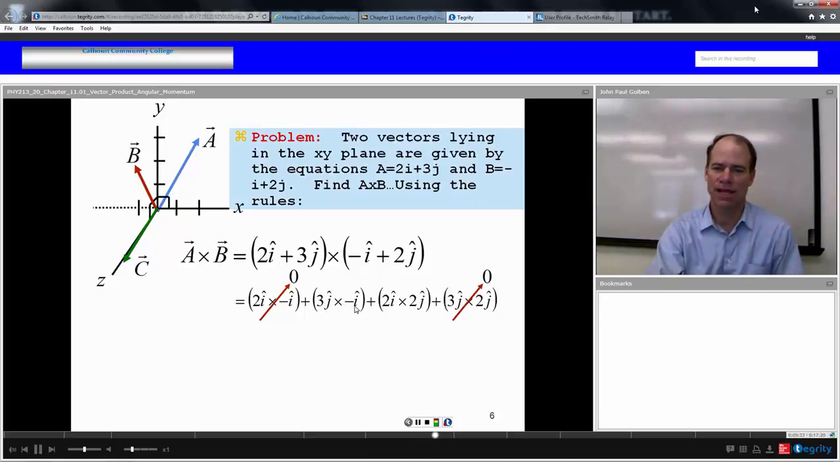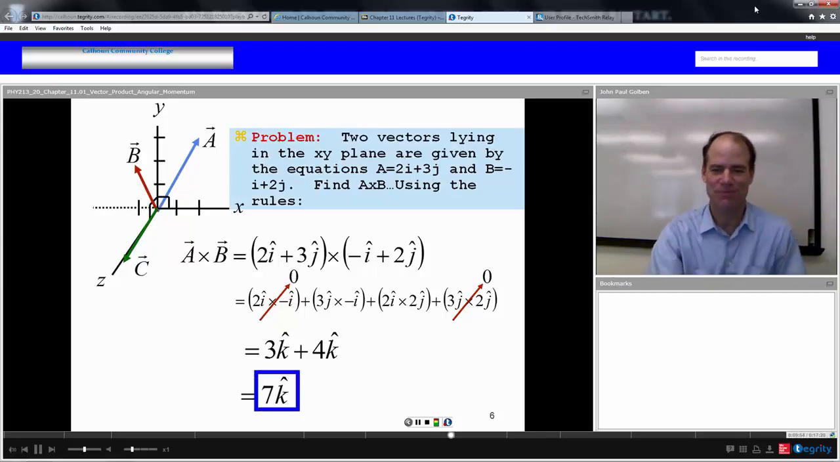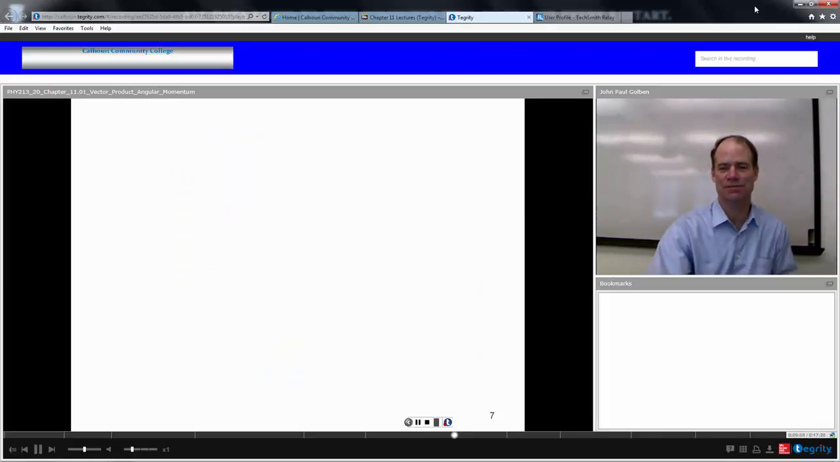Now, j cross i is a negative k. So I'm going to have a negative 3 times a negative k, which is going to give me a positive 3k for that. And 2 times 2 is 4. i cross j is k. So I have a 3k plus a 4k, 7k. Okay? So that is our cross product for these two vectors.